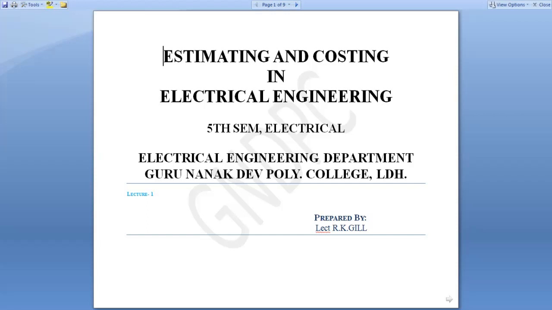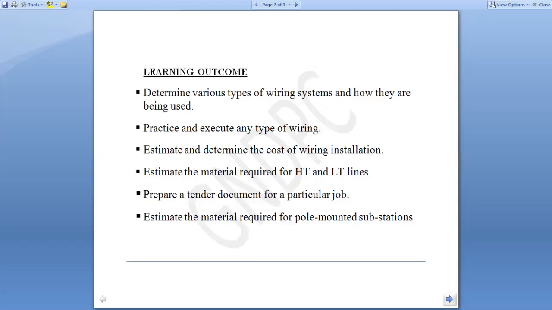Now, talking of the subject, it has contents designed to develop detailed knowledge and skills of estimating and costing in the students of electrical diploma. Going through the syllabus, you will be able to learn various types of wirings, wiring systems, and how they are practically used. That means practicing and execution of any type of wiring.